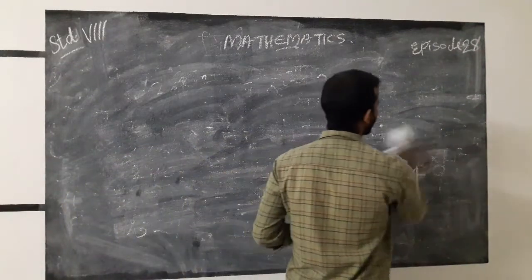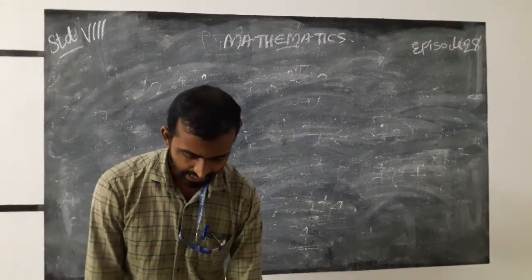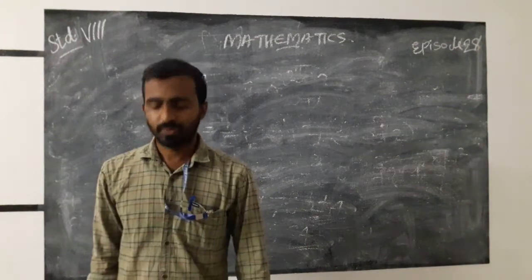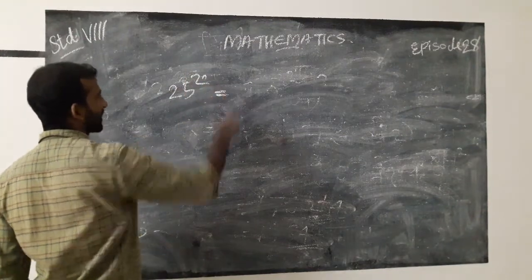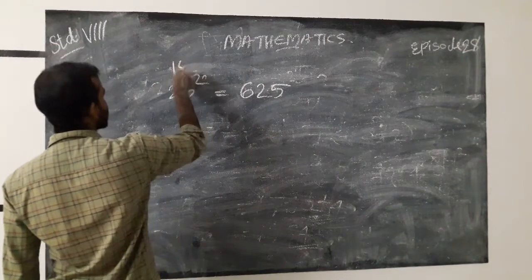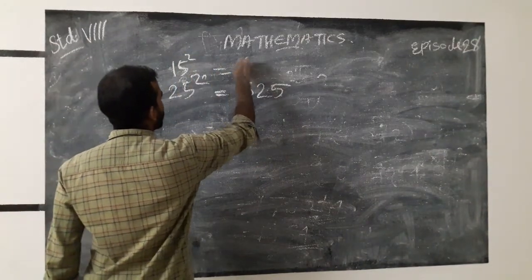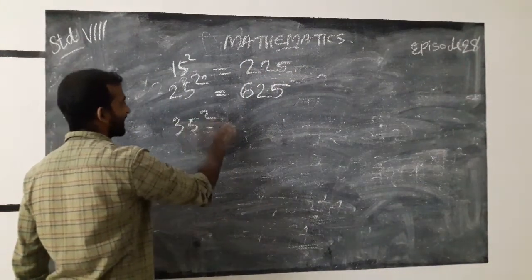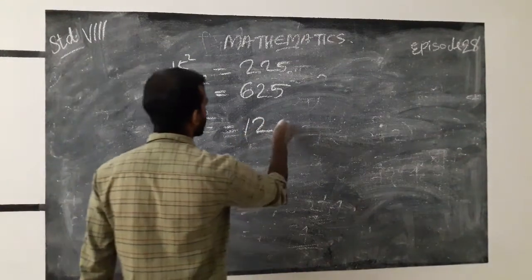When we take the square of a negative number, we also get a positive number. And next one is other contents of squares. We get 25 square, that is 625. 15 square, that is 225. 35 square, that is 1225.